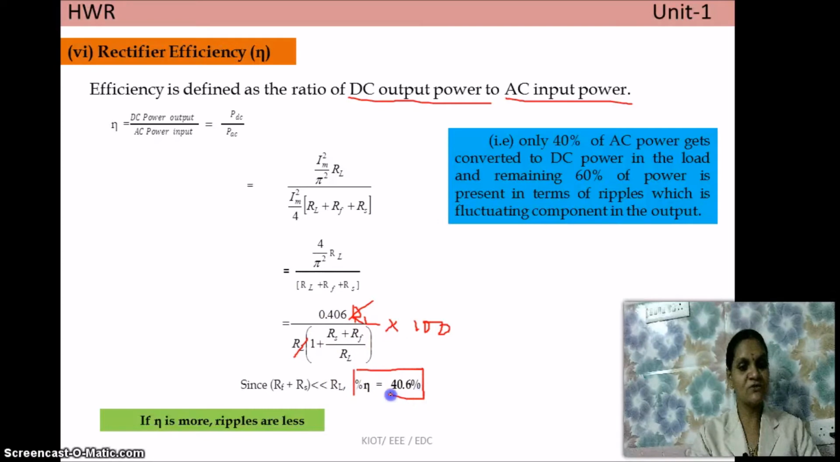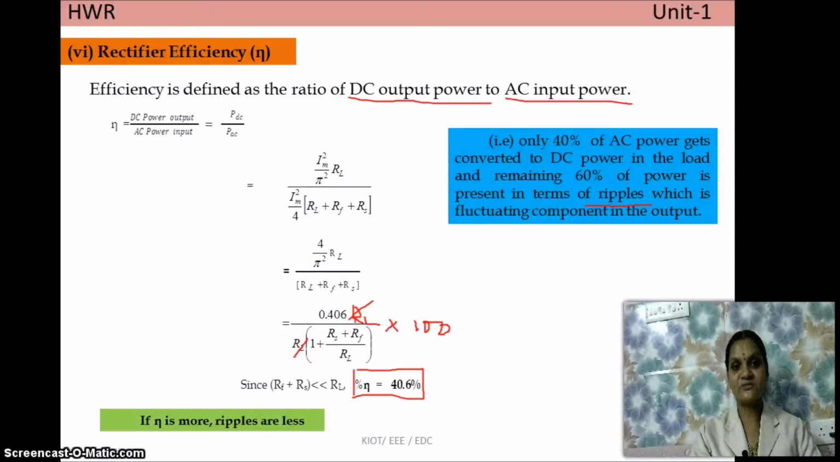So the efficiency of the half wave rectifier is 40.6%. What does it indicate? If efficiency is only 40%, it indicates only 40% of the AC power is converted into its equivalent DC. The rest of the power gets wasted either in the form of ripples or as a drop across the devices we are using. The remaining 60% of power is in terms of ripples, which is nothing but the fluctuating component in the output. So rectifier efficiency is very low. We can't use the rectifier from an application point of view.